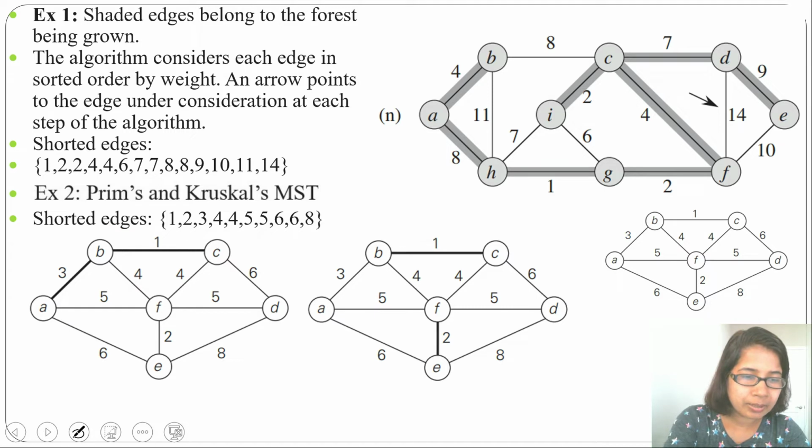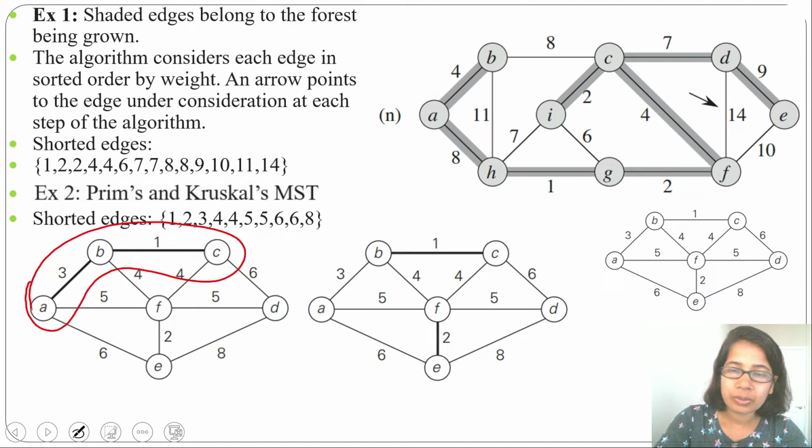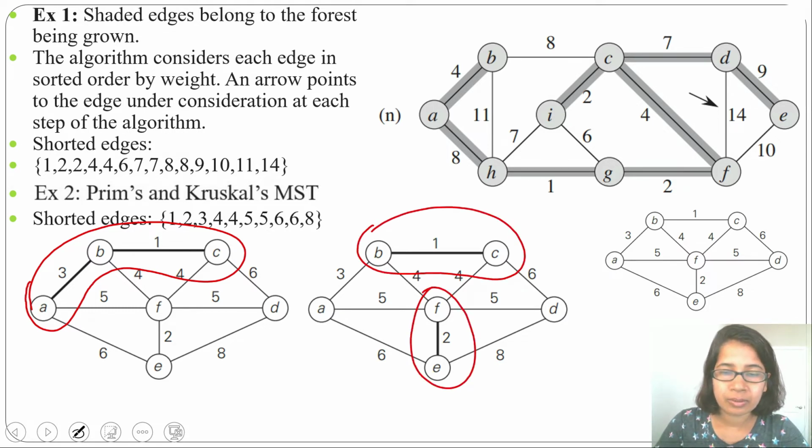So you can mark here that A, B, C are connected, while in Kruskal's, B, C and F, E are not connected. So in Kruskal's algorithm, during the process it may not be connected, but the final tree will always be connected, while in Prim's algorithm at every step it is connected.